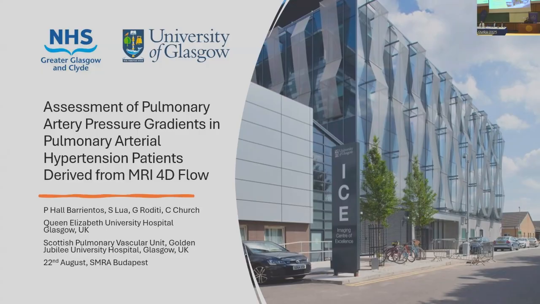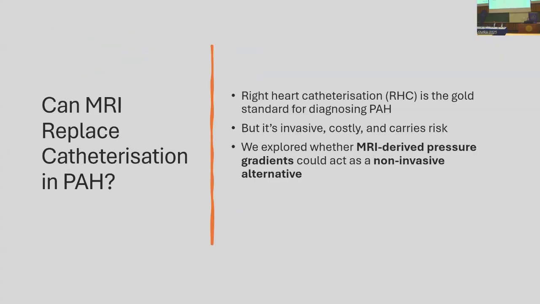So this is for assessment of pulmonary artery pressure gradients in pulmonary arterial hypertension patients derived from 4D flow. This is a sub-project from Dr. Church and Dr. Stephanie Lua, and it was conducted in our Imaging Centre of Excellence building, which is also in Glasgow. We know that for these patients, right heart catheterization is the gold standard, but unfortunately it's costly and carries some risk. So Dr. Church presented the idea: could we use 4D flow as an alternative non-invasive measurement for these particular patients?